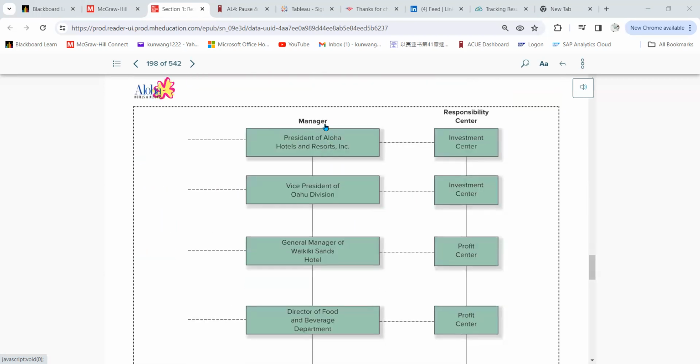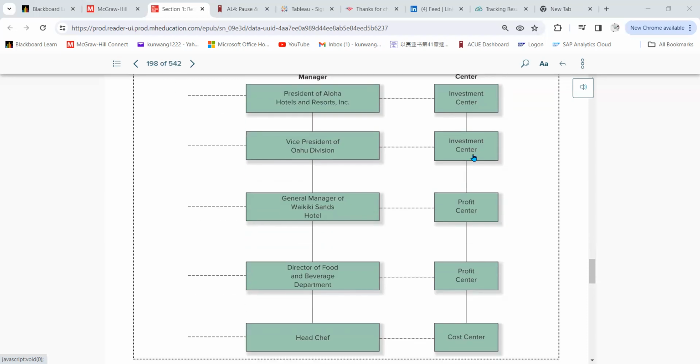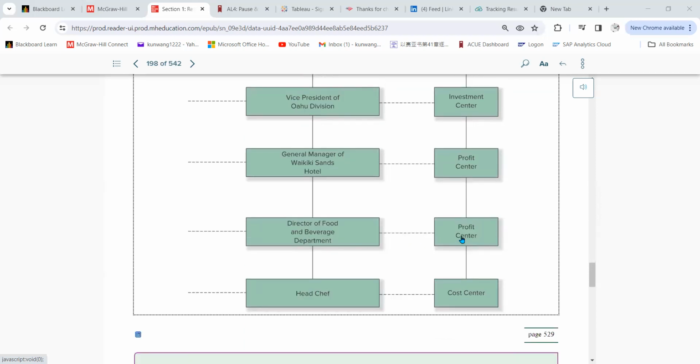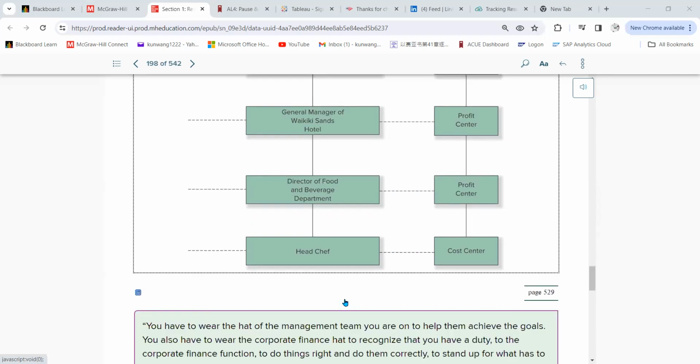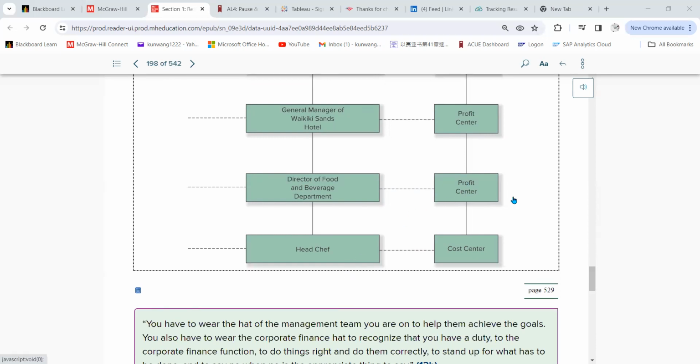Now you can see the managers, we talk about their role and then the responsibility center type, depending on the resources they have and the power they have to make decisions. And that's what we saw with the hotel chain, the division. A smaller investment center than the hotel itself is a profit center. The food and beverage combined is a profit center, but the kitchen is the cost center, which is controlled by the head chef. And the profit center is because we have the restaurant and the catering services.